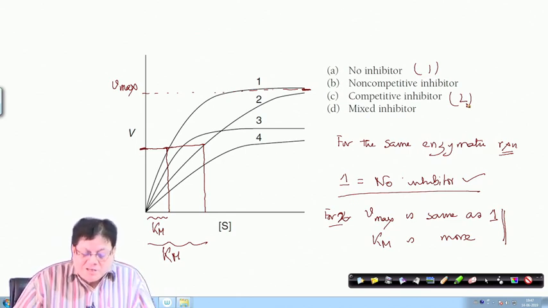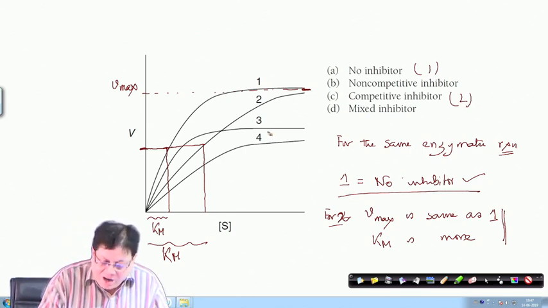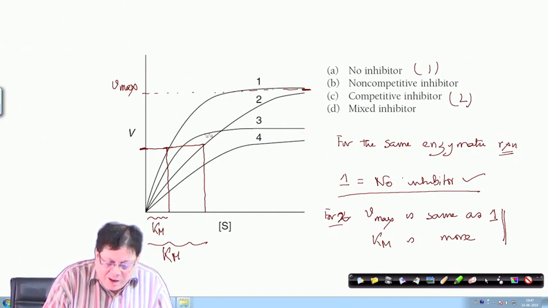Now, let us consider the third graph. In the third graph, I could see Vmax has changed.